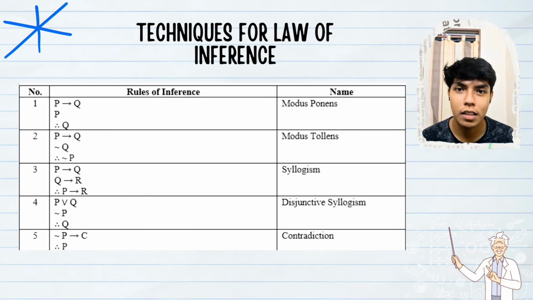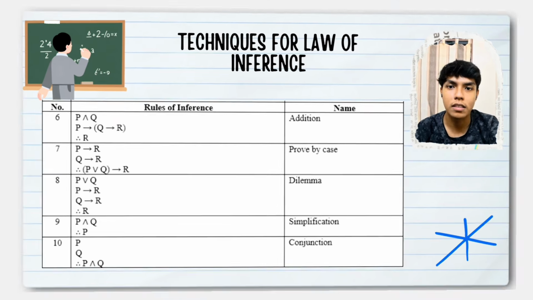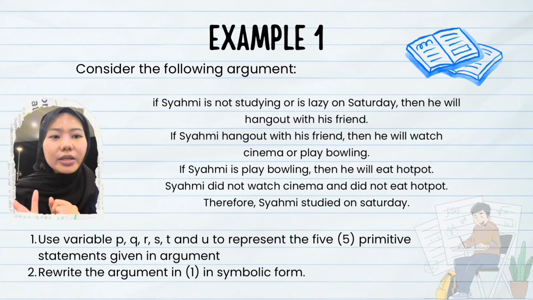Now, we move to the techniques for laws of inference. So first, we have modus ponens. Number 2, modus tollens. Number 3, syllogism. Number 4, disjunctive syllogism. Number 5, contradiction. Next, for number 6, we have addition. Number 7, proof by cases. Number 8, dilemma. Number 9, simplification. And lastly, conjunction. So I will explain the example question of rules of inference.